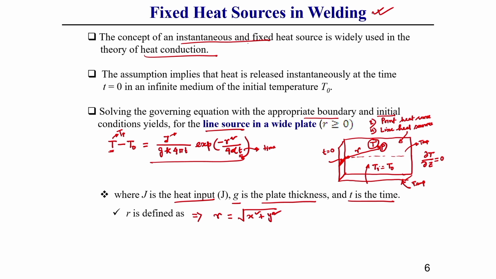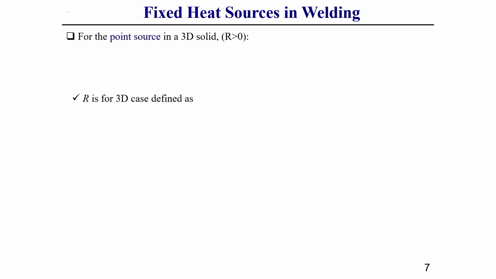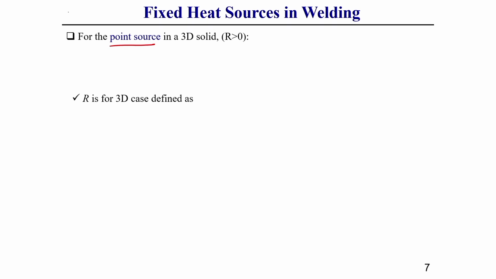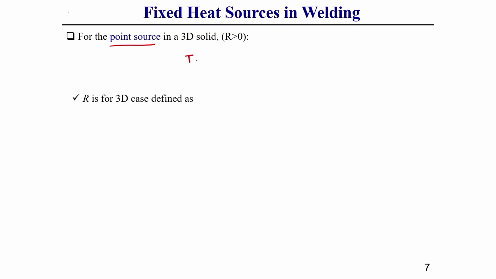Now, this is the fixed heat source solution for the line heat source case. For a fixed heat source in the case of a point heat source, this is also called the 3-dimensional solution, because in the case of a point heat source the temperature gradient through the thickness of the plate is not 0, and the temperature also varies through the thickness. So directly I am showing the temperature at a point P: Tp minus the initial temperature of this plate, T0, will be equal to what?